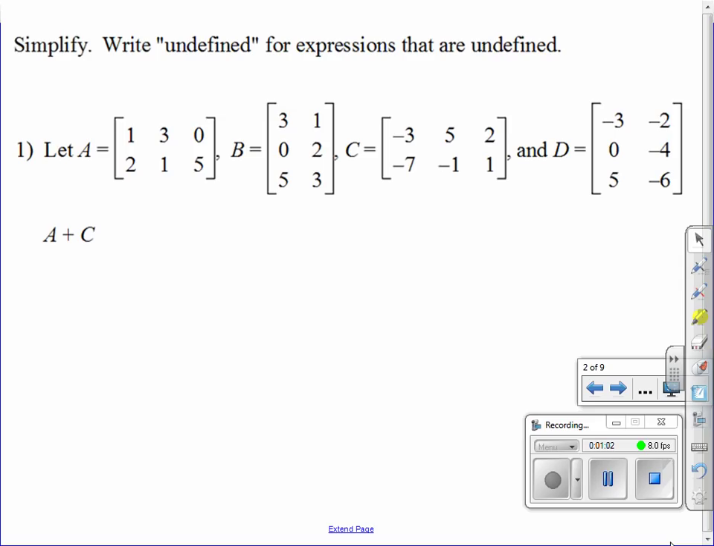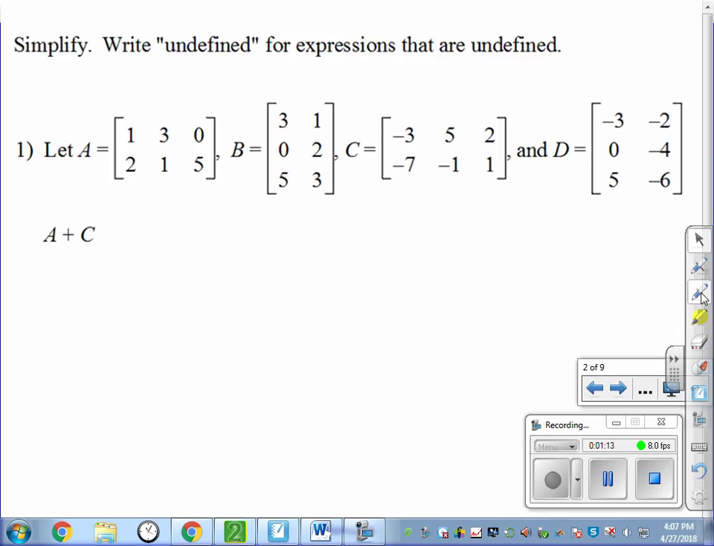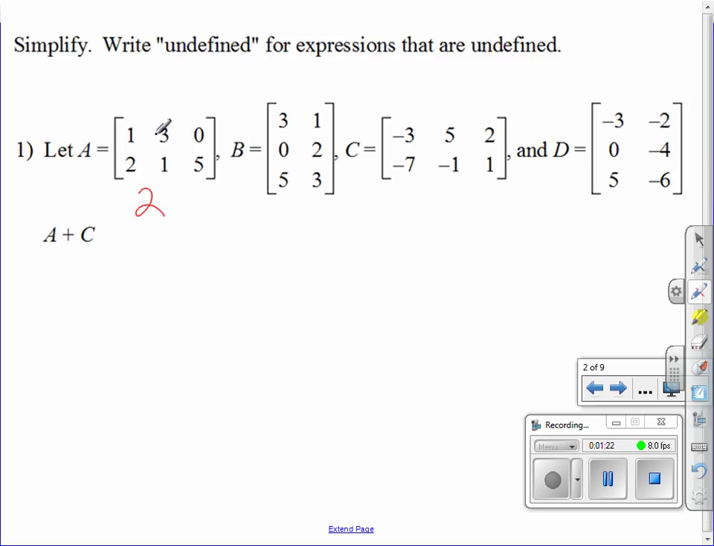Now we're going to do this example together. A plus C. What it's saying is I want to take matrix A, and to it I want to add matrix C. Now, we have to make sure that these 2 matrices are the same size, right? What is the size of matrix A? Well, it has 2 rows, and it has 3 columns. 1, 2, 3. If I'm going to add matrix C to A, C has to have the same size. How many rows does C have? 2. How many columns does C have? 1, 2, 3. It's 2 by 3.